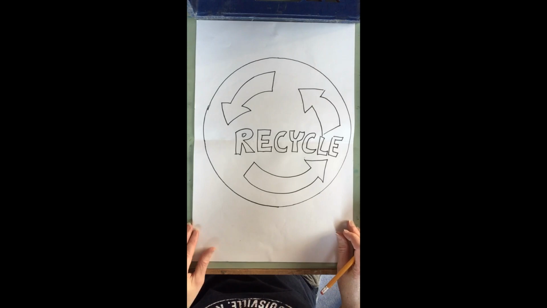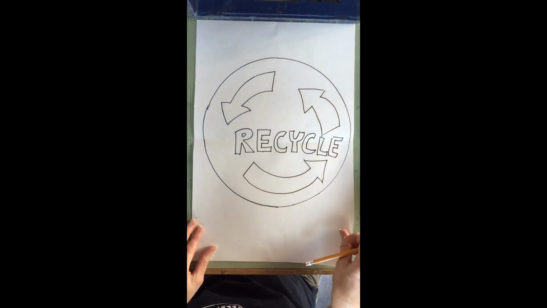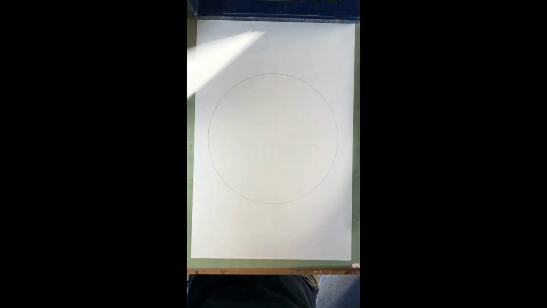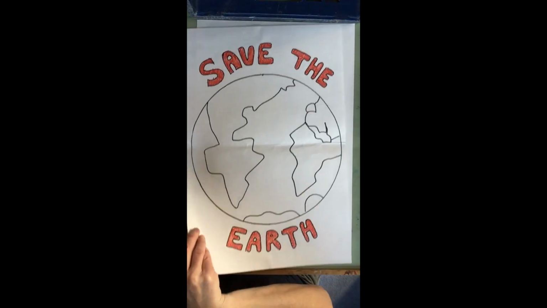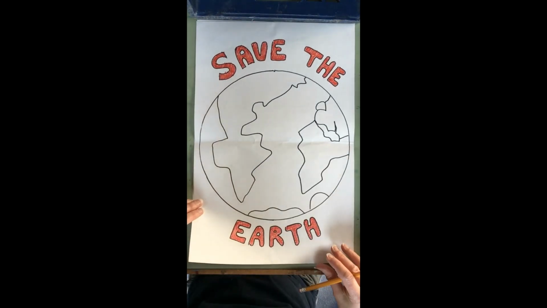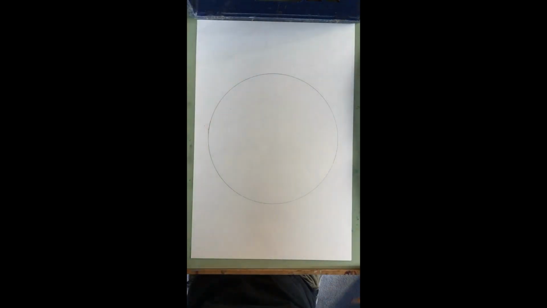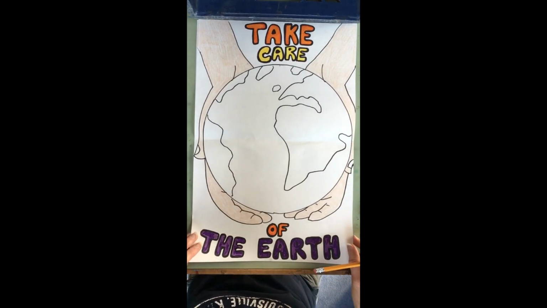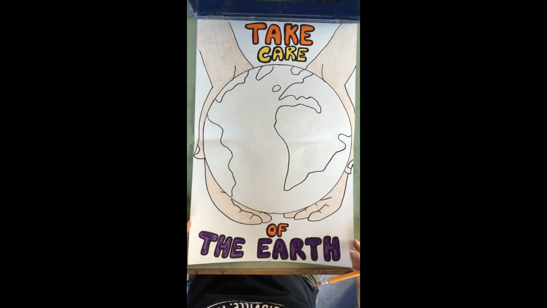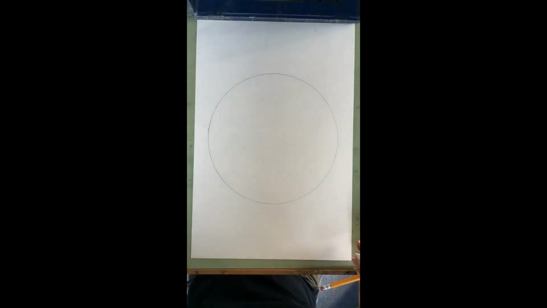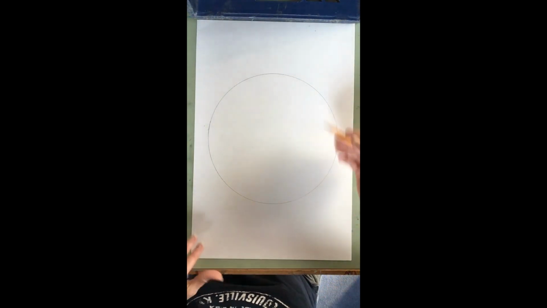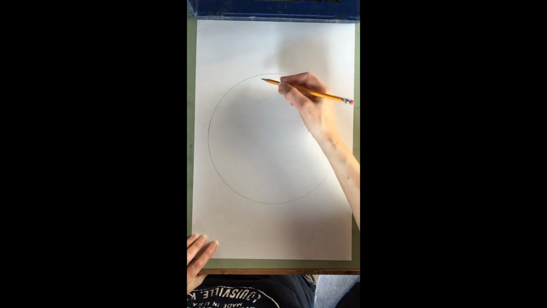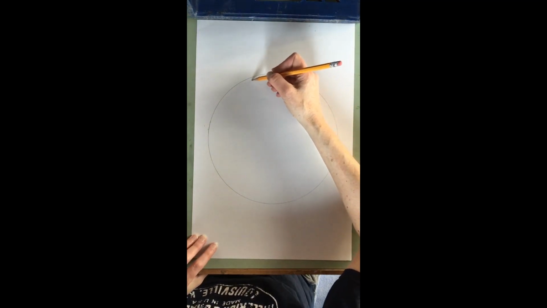Here's one that I made with the recycling symbol. Another with the earth itself. And here's one with the earth and someone holding the earth in their hands. So think about what you'd like to do with your circle and plan that lightly with your pencil first.